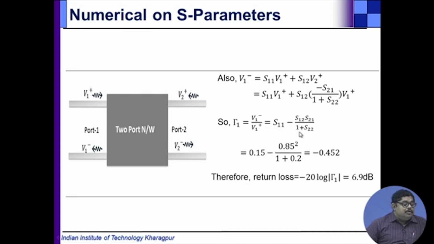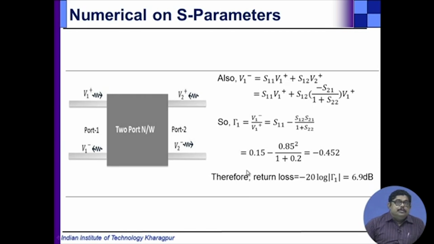When that portion becomes 0, when I make port 2 matched. If I match port 2, nothing comes from port 2 to port 1, that time S12 becomes 0 and this whole thing becomes 0. That time it becomes equal, but not now, at least not here, because it is not match terminated, the port 2 here is shorted. So, gamma 1 is this. So, now you know these values from the S matrix given, you can find these values. Once you know the reflection coefficient, you can find the return loss. Reflection coefficient is a complex quantity, return loss is a scalar quantity, please remember that. That is why it is minus 20 log of the magnitude of gamma 1.